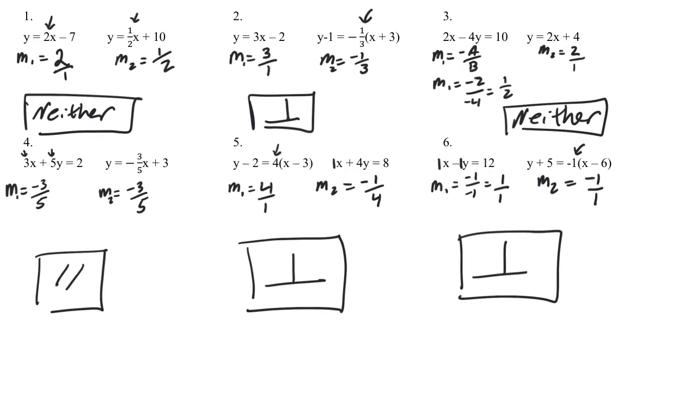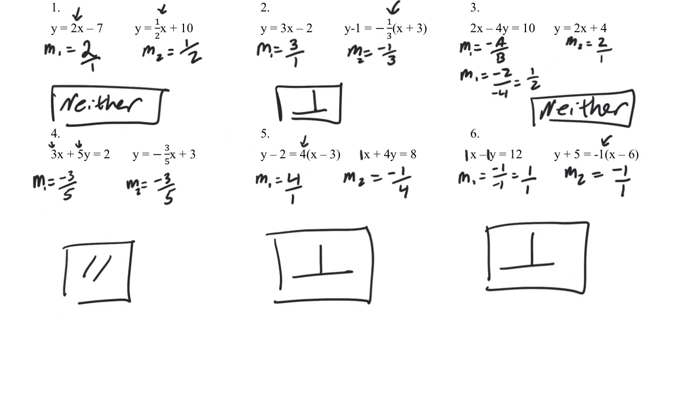Okay, so you just want to make sure to find your slopes very accurately. Make sure they're reduced. Writing them as a fraction, so putting them over 1 if they're an integer, helps quite a bit, and determine if they're parallel, perpendicular, or neither.